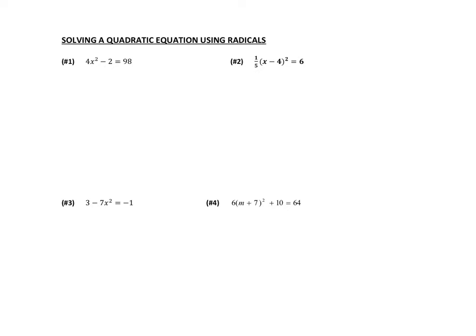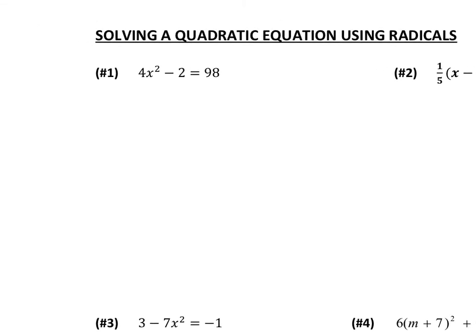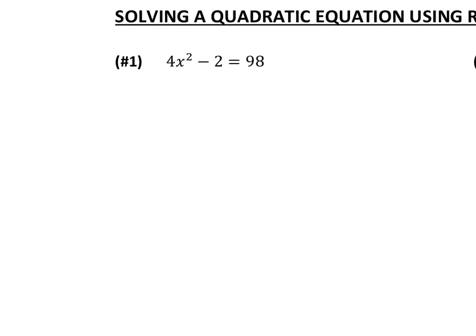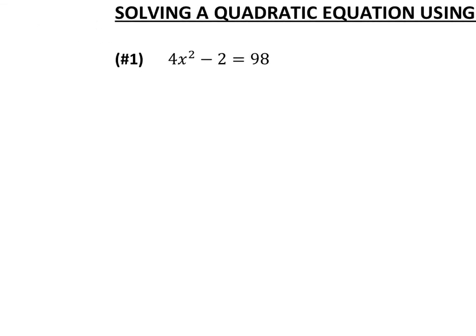In number 1, you see how we have 4x squared minus 2 equals 98? Okay, the one way we learned to solve these so far was by factoring, but this is a second method that will work as well. So we can try to solve this the same way you'd solve for x, even though there's an x squared. So we kind of split the equal sign. We want to get everything away from the x.